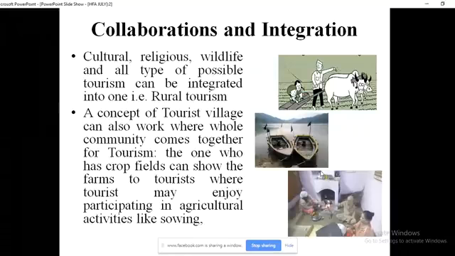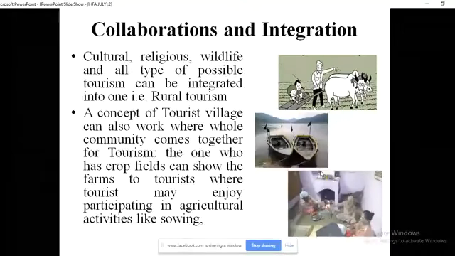Collaboration and integration is important because we cannot grow in isolation. Tourism has to be integrated. There are so many types of tourism that can exist in the area: cultural, religious, wildlife. But all types of tourism can be integrated into one term, that is rural tourism. We can develop a concept of a tourist village where the community comes together, collaborates to conduct tourist activities, community integrates for tourism.